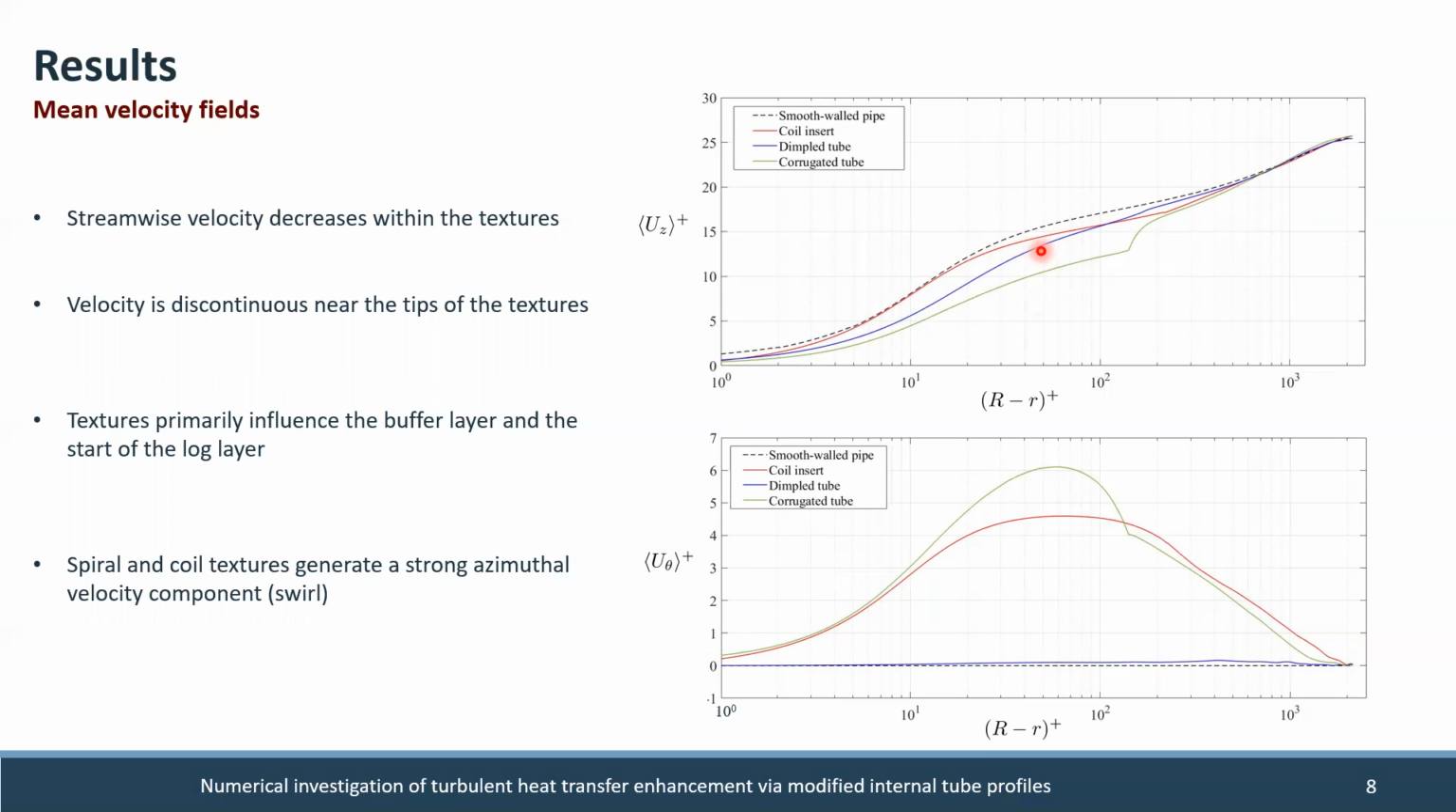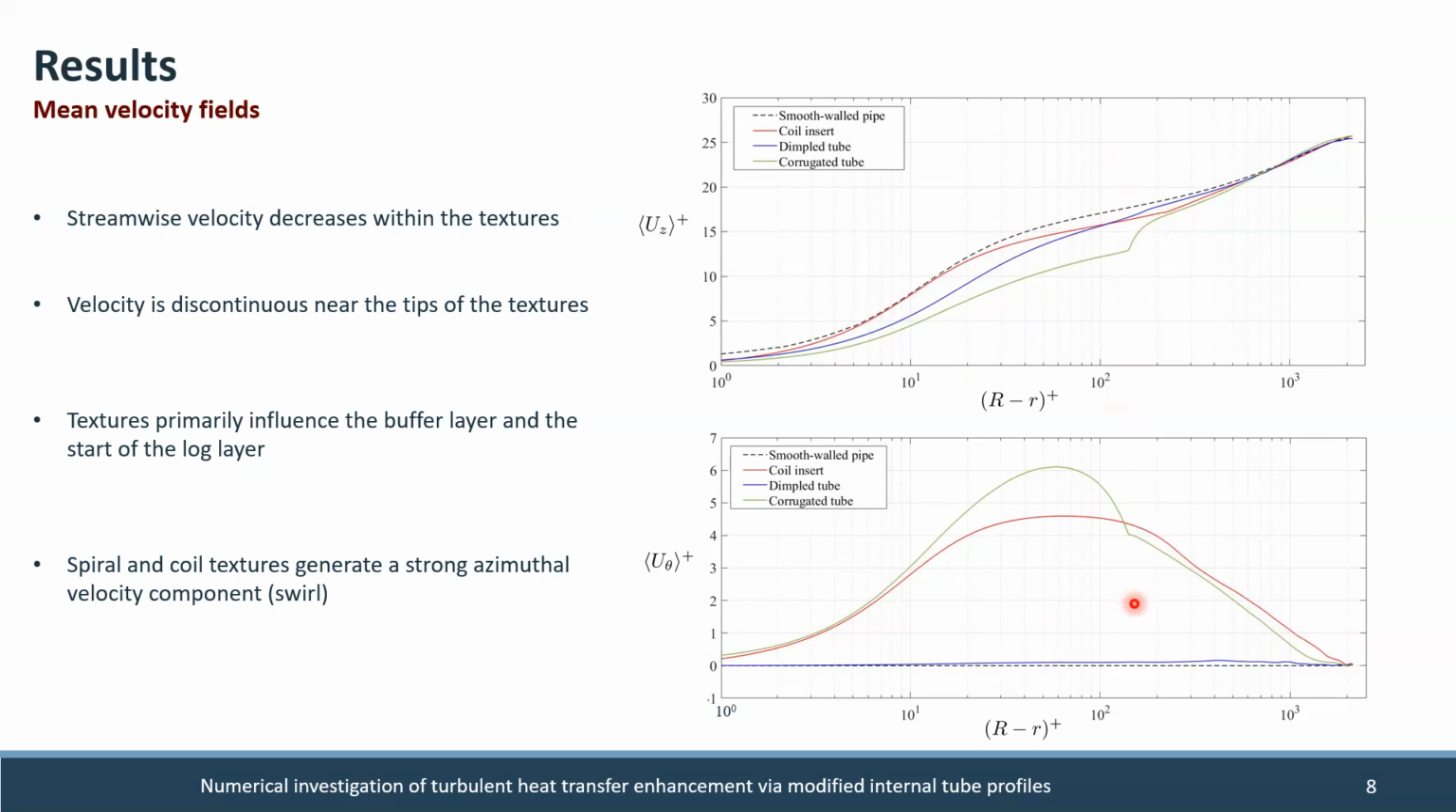So the streamwise velocity decreases within the textures. And also you can see the discontinuities here near the tips of the texture. And as you can see here, the textures mainly influence the buffer layer and the start of the log layer.